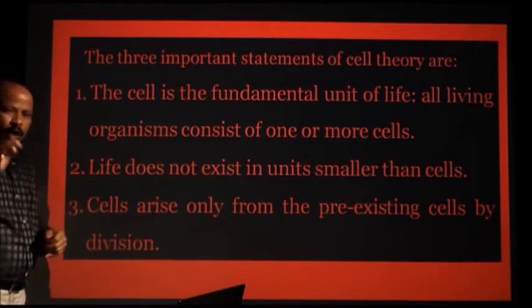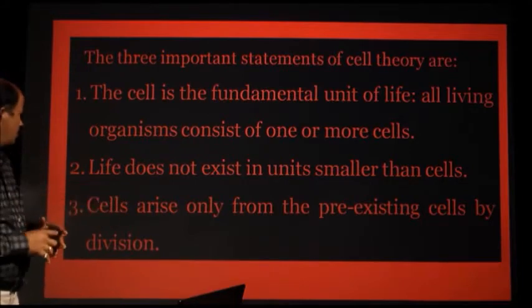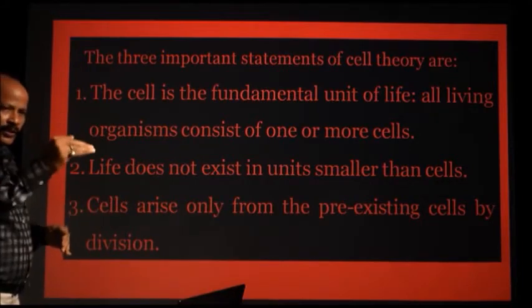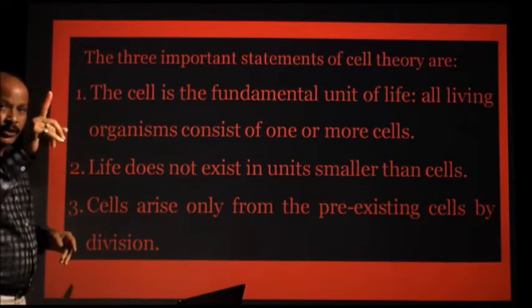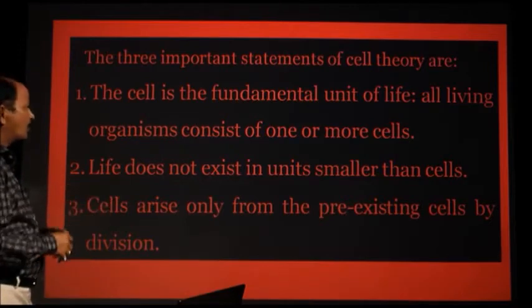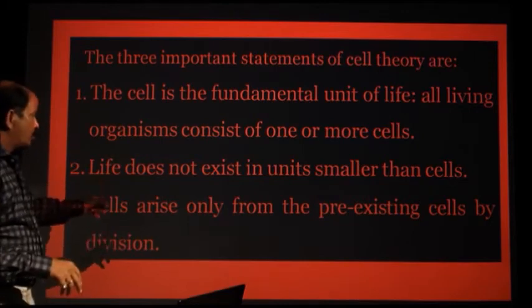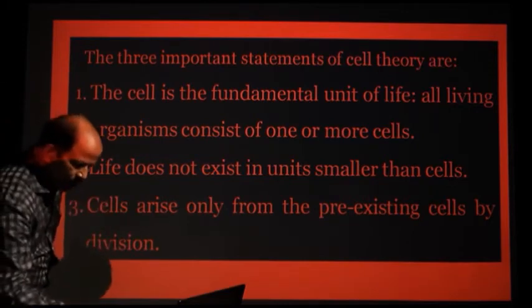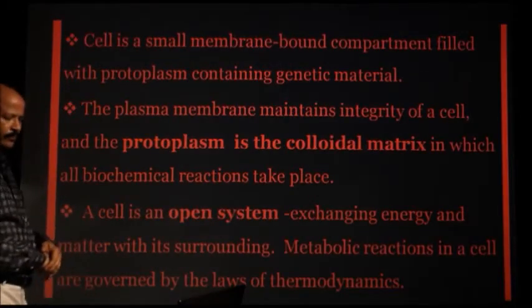Life doesn't exist in units smaller than cells. That means subcellular structures do not exist independently. So for life to exist, it must have a cell. So all life forms are cellular. This must be remembered. Cells arise only from pre-existing cells by means of division. The last tenet or proposition was given by Rudolf Virchow in 1858.